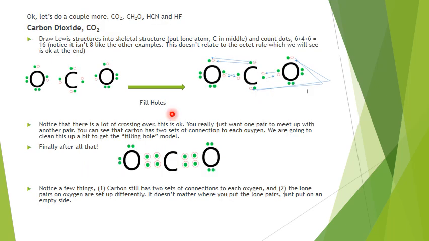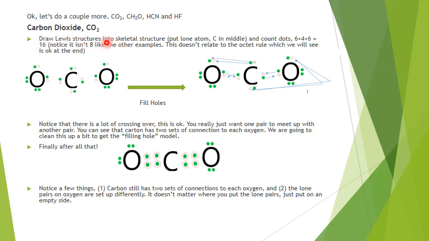All right, carbon dioxide. Now this is going to be a little bit more complicated, so you've got to keep an eye on this, but not really if you just follow. The key is to fill holes. So you start with your Lewis dot structure, put carbon in the middle as the lone atom, and then you count the dots. We got 6 here, 4 here, that's 10, and then 6, so we have a total of 16.